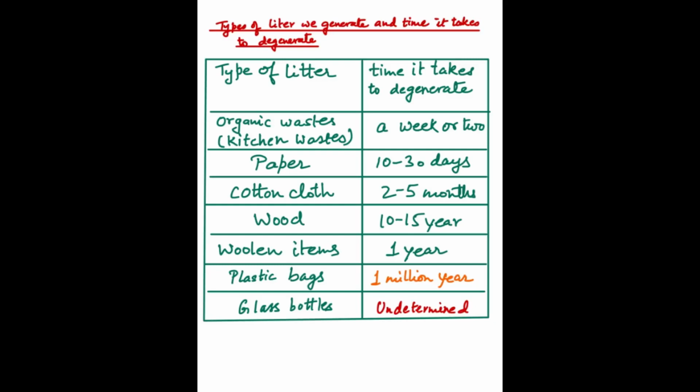And here we are discussing, it's not given there, but we'll be discussing how much time it takes to get these things degraded. Organic waste may take a week or two to degrade. For papers, it may take 10 to 30 days, cotton clothes 2 to 5 months, and wood 10 to 15 years. Woolen items 1 year, plastic bags 1 million years, and for glass bottles, it's an undetermined time.